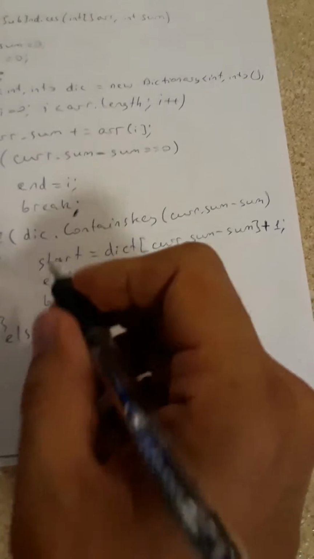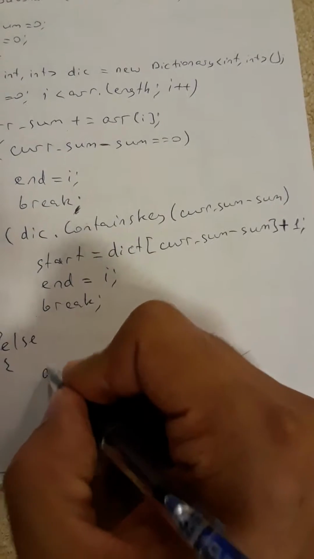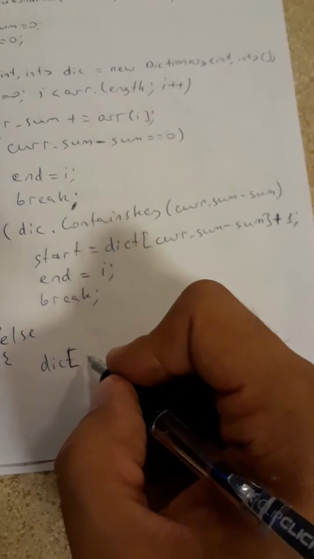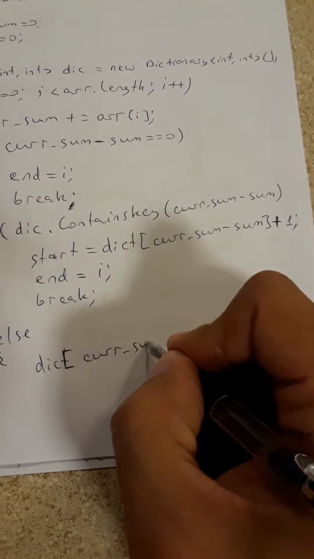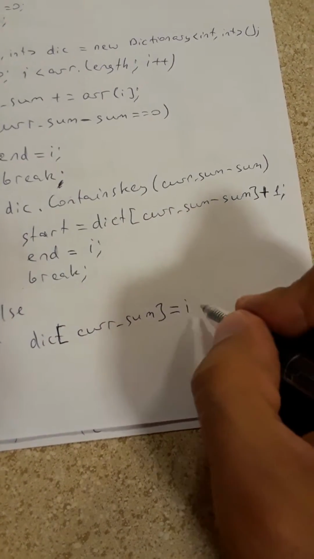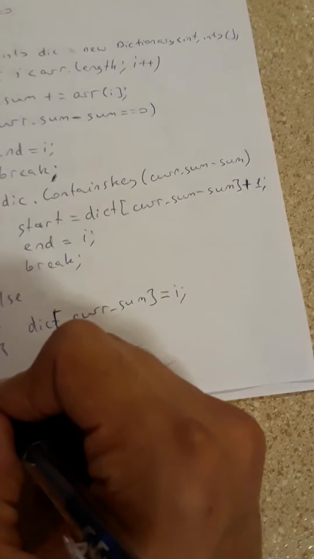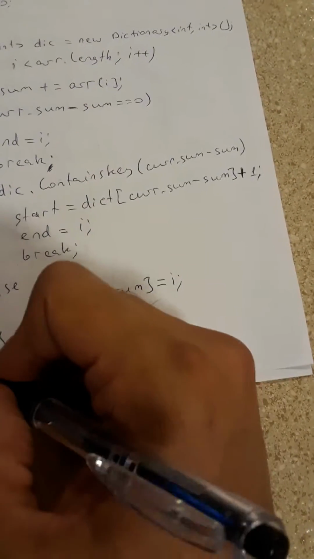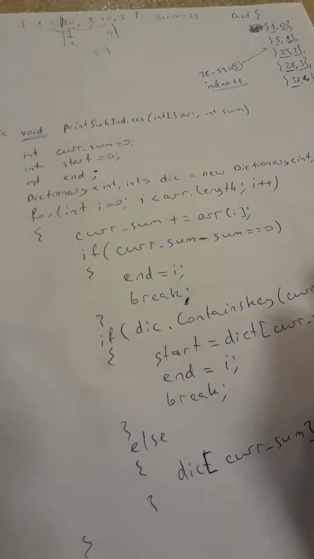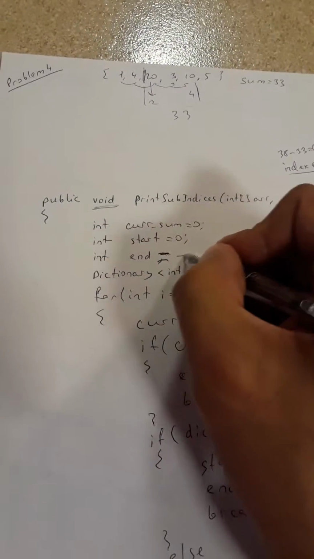And if my dictionary does not contain such a key, I will just keep adding my calculations to the dictionary. So I will pass my current sum calculation as a key and index value as a value to the dictionary. And at the end, I will check, okay, so here I need to also define my end variable with -1.